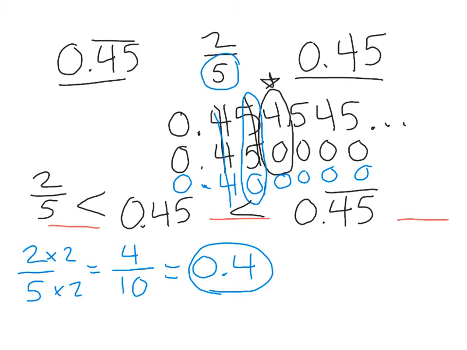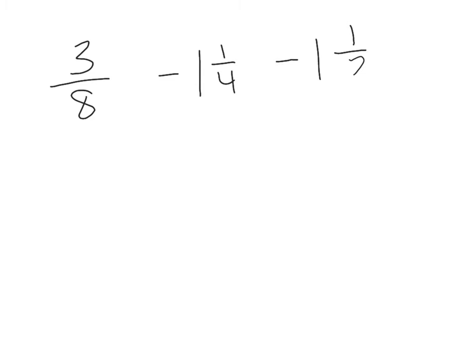Okay, let's do one other example. 3/8, negative 1 and 1/4, and negative 1 and 1/2. Okay, well, right away I see I have two negative numbers and one positive number. And I remember from our number line that positives are always bigger than negatives. So I know that 3/8 is the biggest of these three numbers. Okay, I'm going to put it furthest right, 3/8.